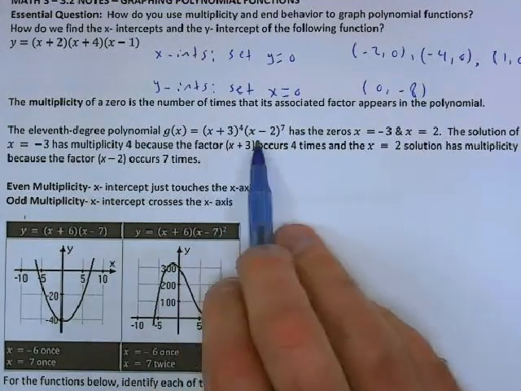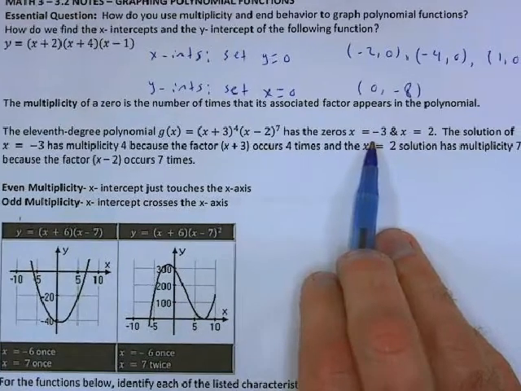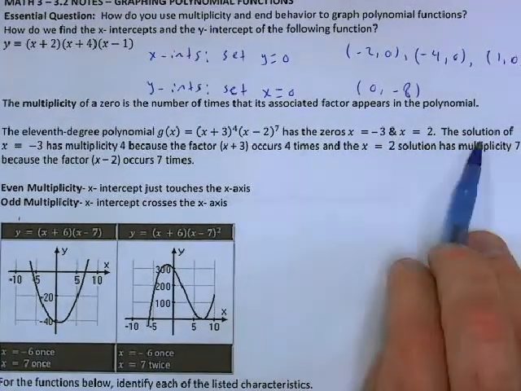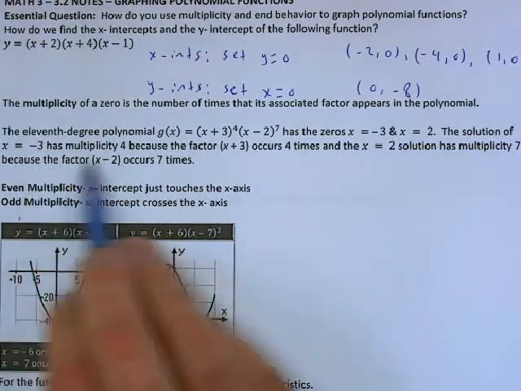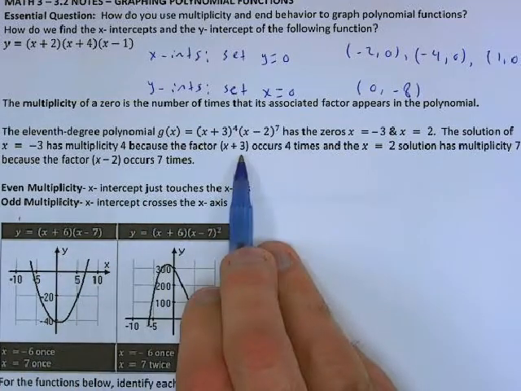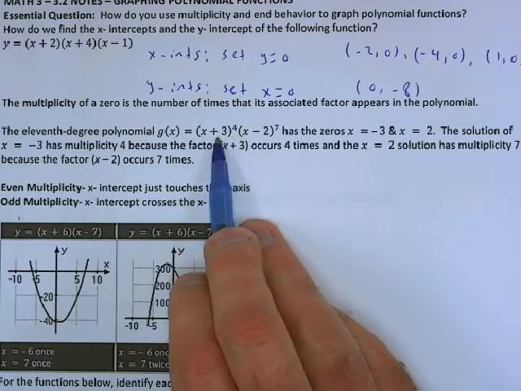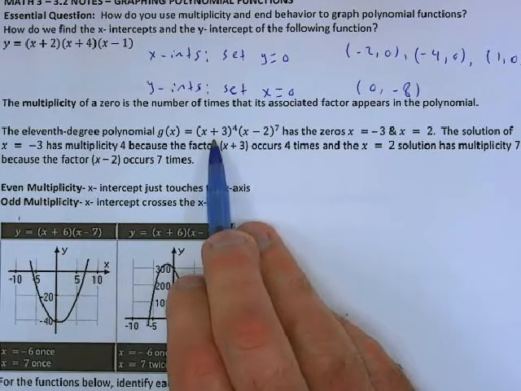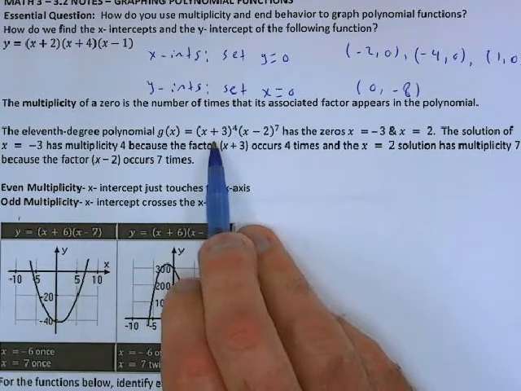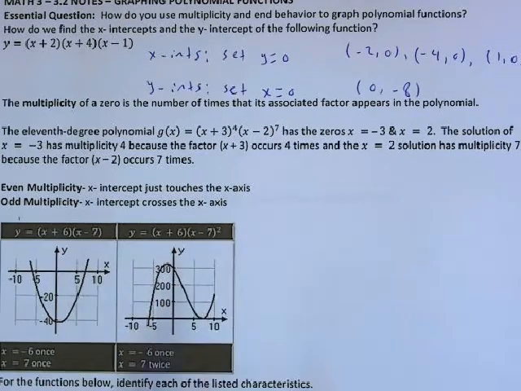Okay, so this has the zeros, x equals -3 and x equals 2. Like it says here, the solution of x equals -3 has a multiplicity of 4 because this factor occurs 4 times. In other words, instead of using exponents, I could write x plus 3 times x plus 3 times x plus 3 times x plus 3. And then here I could write x minus 2 7 times.